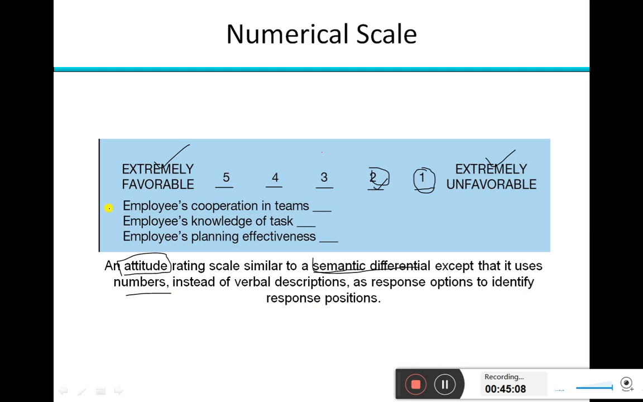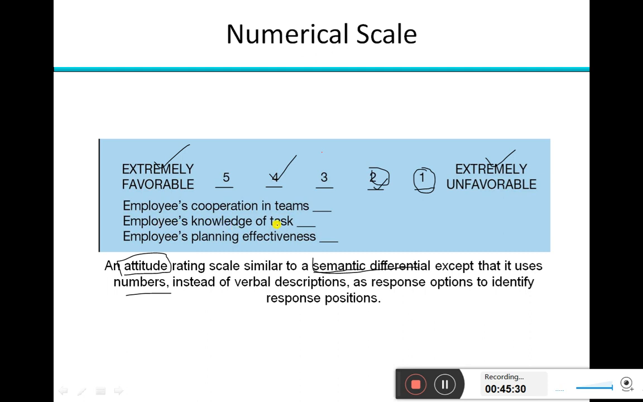Like for example, we have a question, we have an example: employees' cooperation in teams. Now, extremely favorable and extremely unfavorable. Say employees' cooperation in team is favorable, so I tick the 5 for extremely favorable, or 4 for moderate favorable.